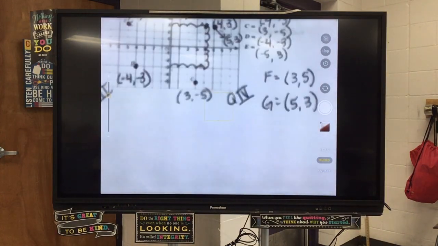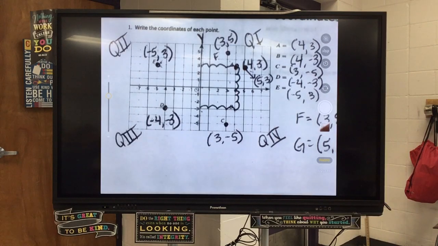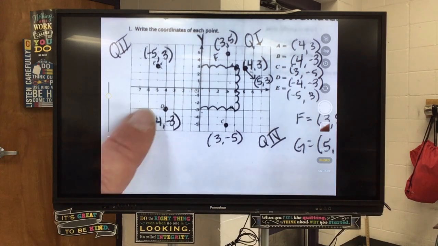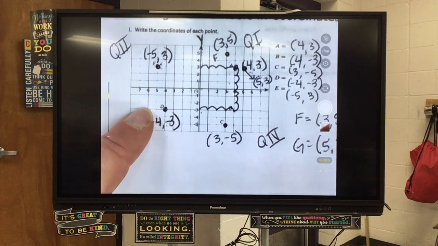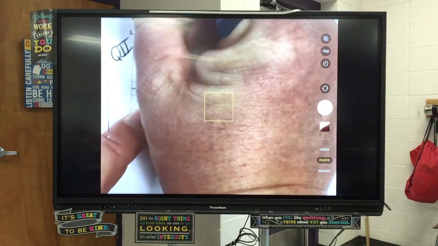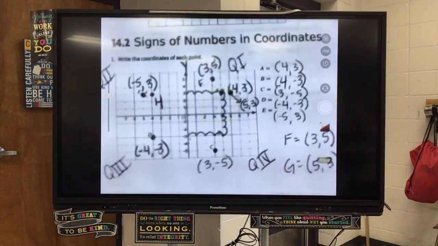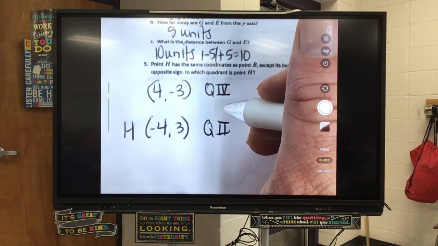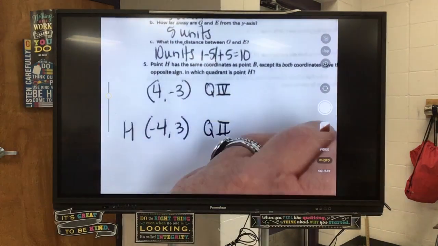All right, so how do I get to -4, 3? How do I get there? Soraya, how do I get to -4, 3? How do I get to this point on my graph? For -4, +3? Go to the left 4 and up 3. Yes. So I'm going to go to the left 4, up 3. This is H. So what quadrant does it fall in? Lily? Quadrant 2. And what do you notice about D and H? They are opposites. All right, let's go ahead and turn a page.